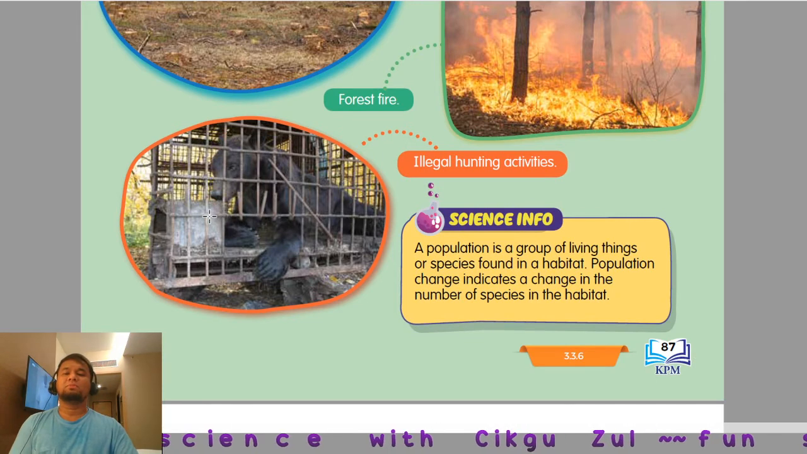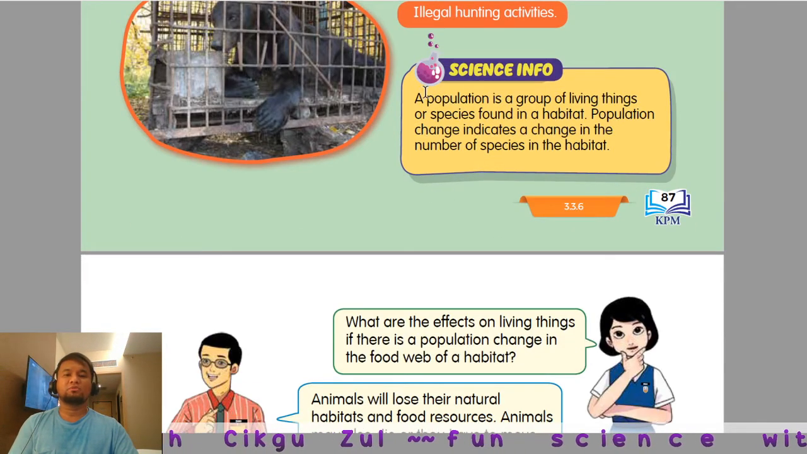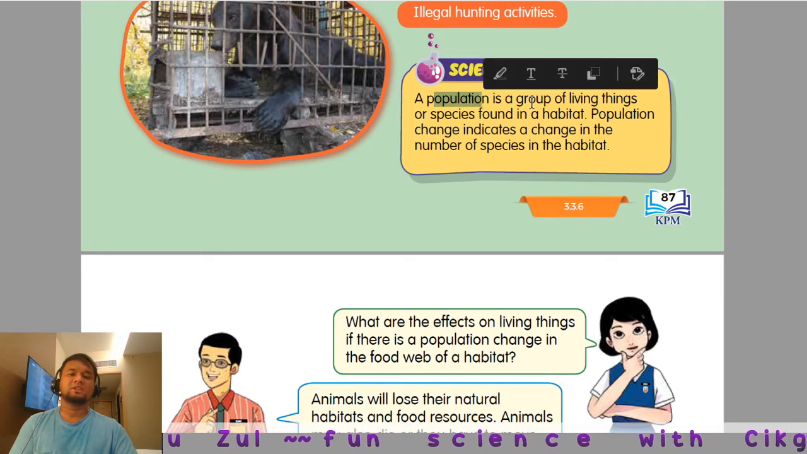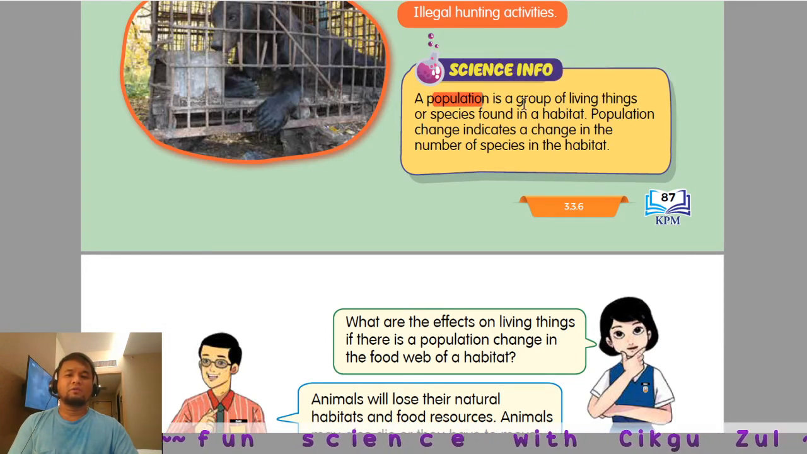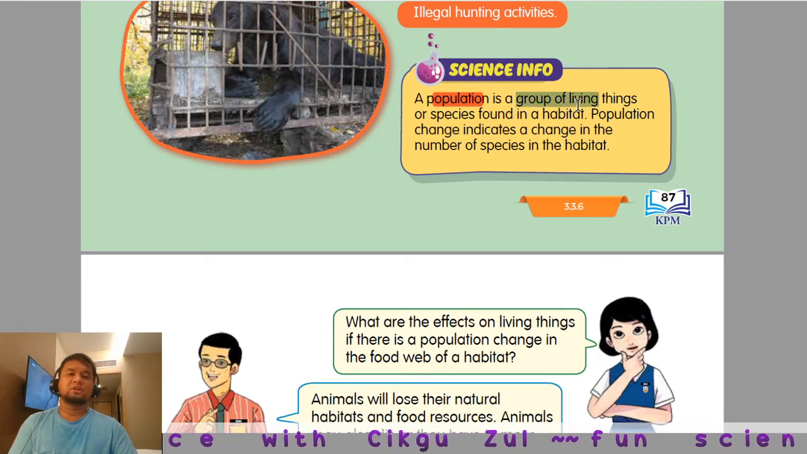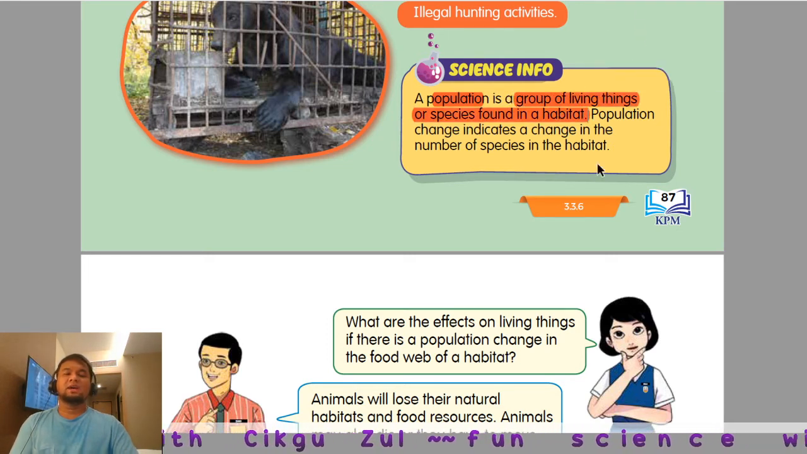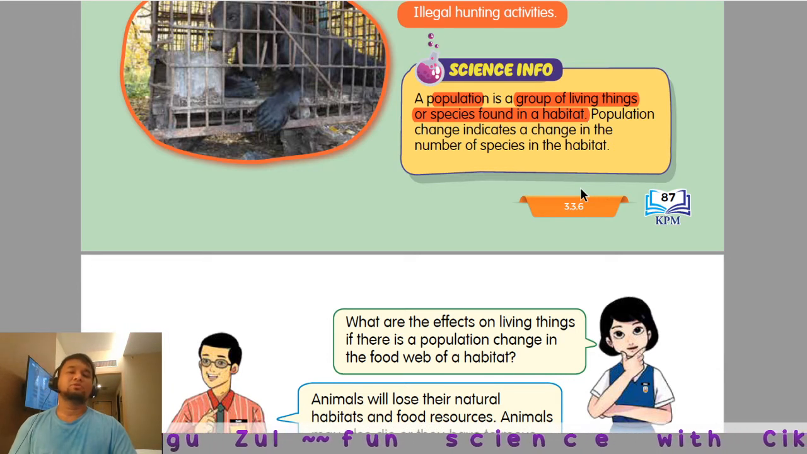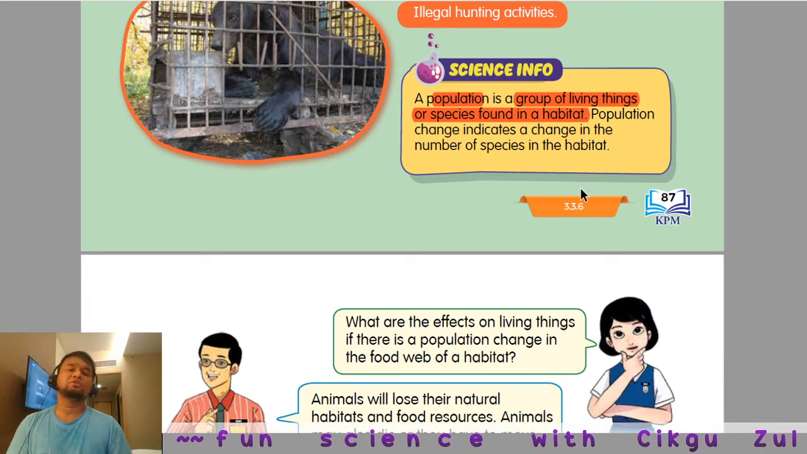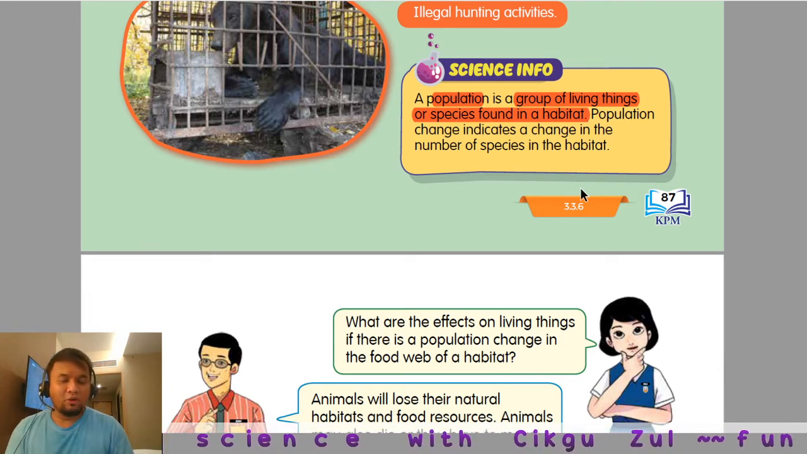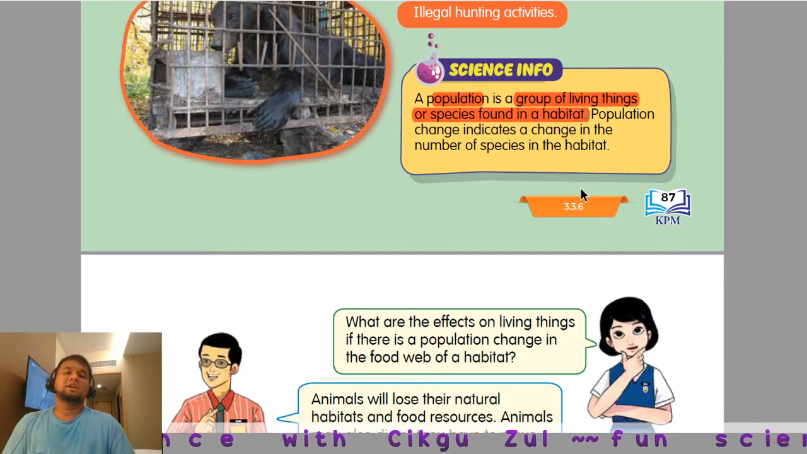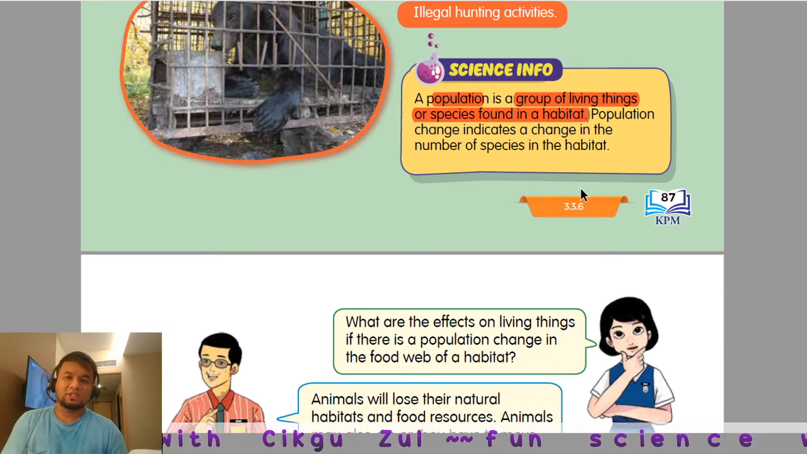So, apa ni? Pemburuan haram. Okay, dia beritahu dengan kita apakah maksud population. Population is actually the group of living things or species found in a habitat. Itu maksud yang lebih detail lah. Tapi untuk senang untuk kita faham, population itu sebenarnya can be also understood as the amount or the quantity.